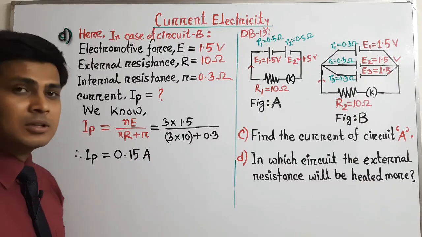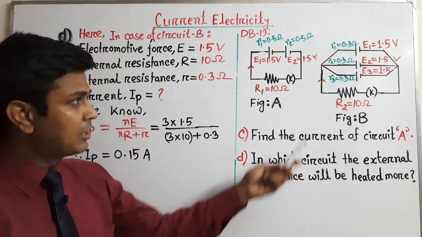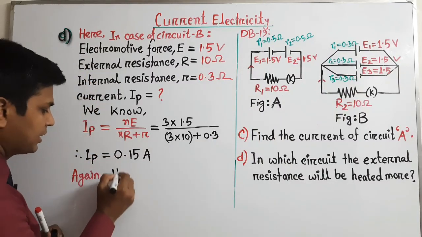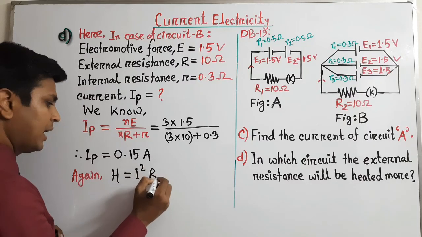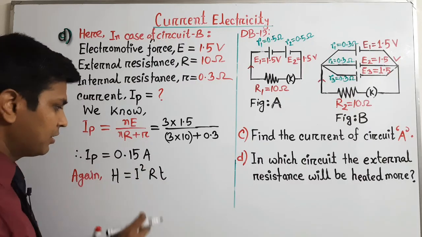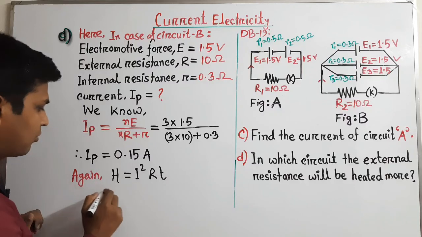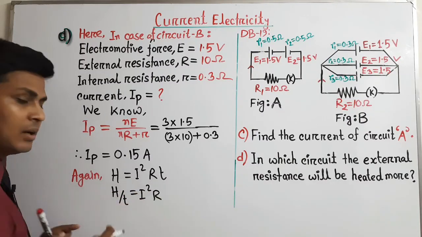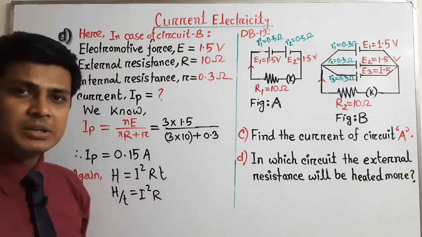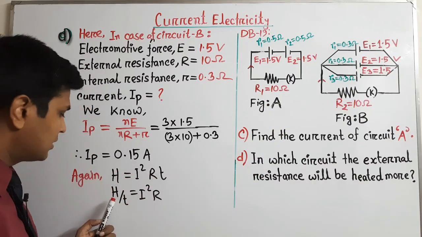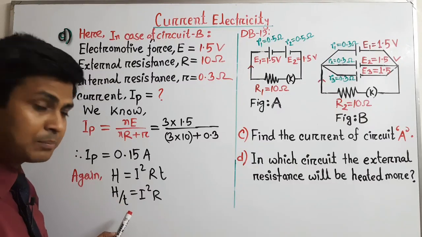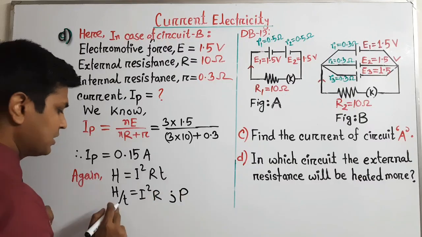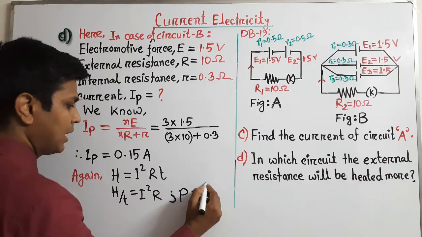Now we have to calculate the rate of heat in the external resistance. Again we know the formula of heat is H equals to I square RT, right? And now if we divide by T, the formula will be H divided by T equals to I square into R. We divide by T because T is not mentioned here. Now this is the heat per time, that means we can say this is actually power. So we get here the formula power P equals to I square R.